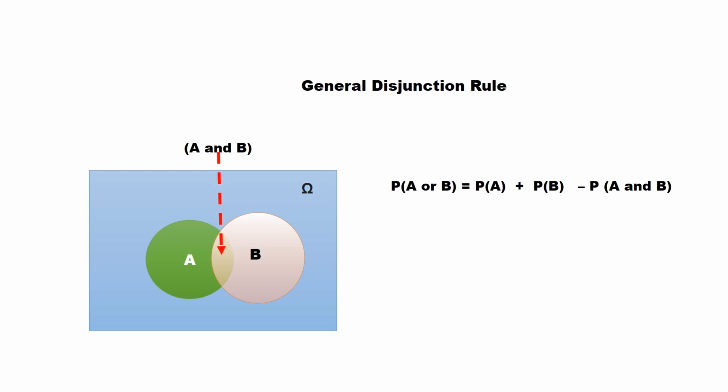Here is the general disjunction rule in terms of arbitrary events A and B. Probability of A or B is equal to the probability of A plus probability of B minus probability of A and B.